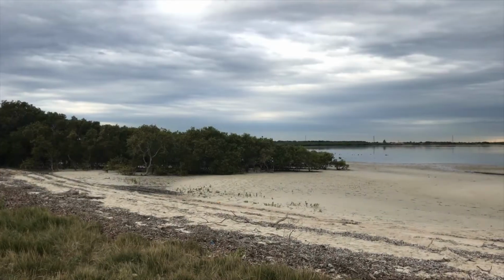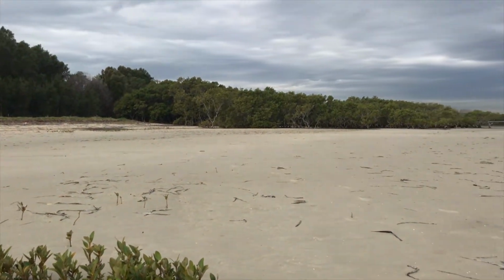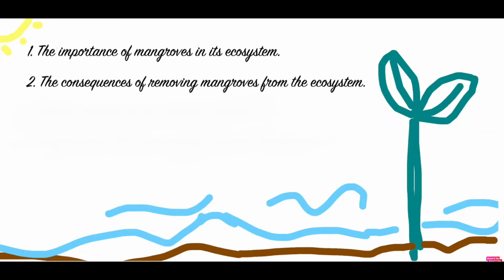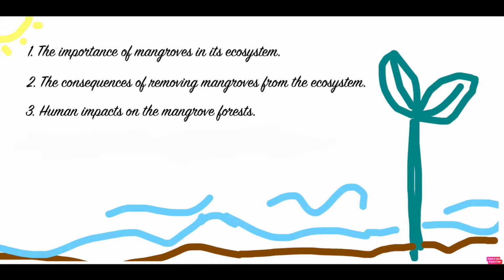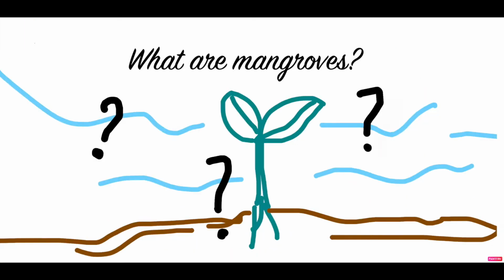Today we are going to explore the key sections of the importance of mangroves as a keystone species. We will be looking into the following points: the importance of mangroves in their ecosystem, the consequences of removing mangroves from the ecosystem, human impacts on mangrove forests, and organizations that are helping to protect mangroves. But before we get into all of that, what are mangroves?